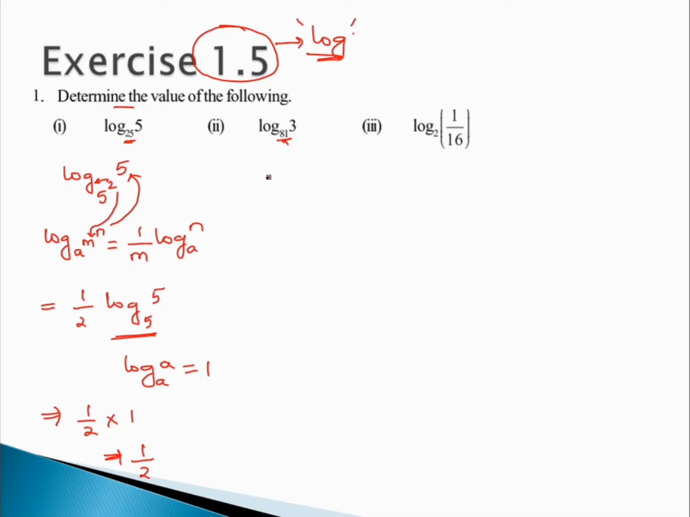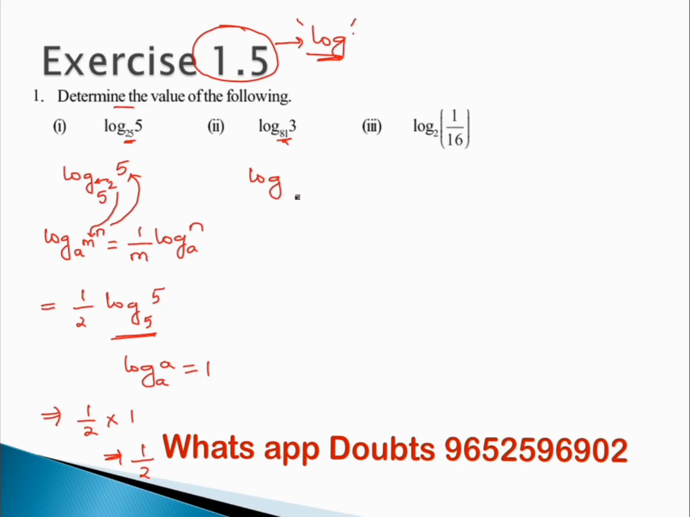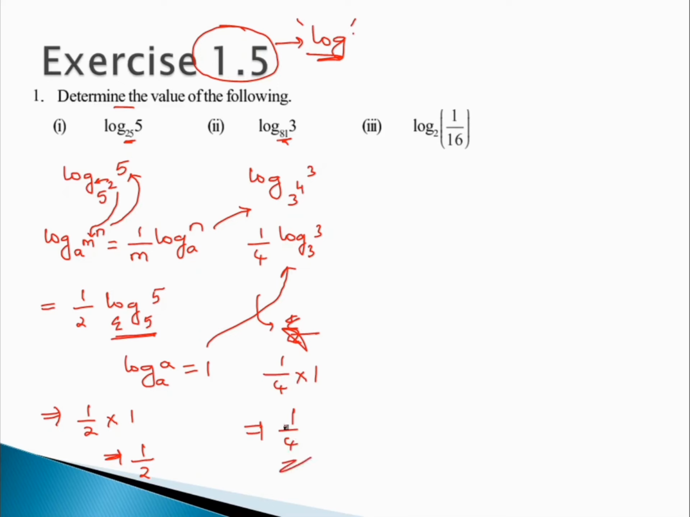Now, similarly, let's look at it. So looking at 81 over here, I can write 81 as 3 to the power of 4, and using the same logic formula here, I can write 1 by 4 of log of 3 of 3. So using this over here, I can write this as 1. So overall result. Let's look at the third bit.